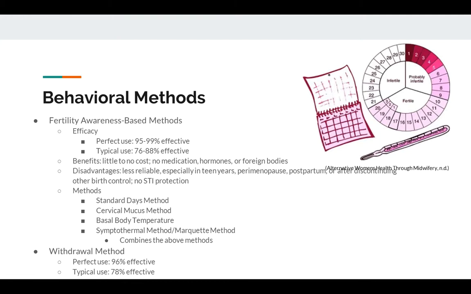Women with a cycle that lasts 26 to 32 days basically avoid intercourse on days 8 through 19. That method's obviously quite inflexible because you can only really have sex between menses and day eight.